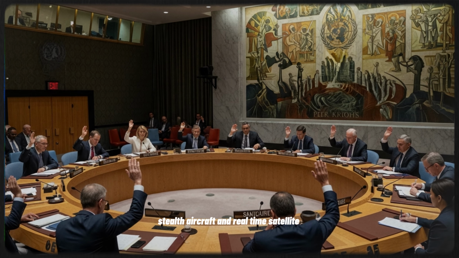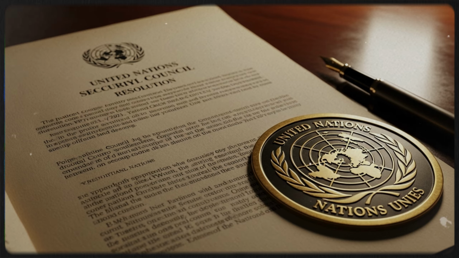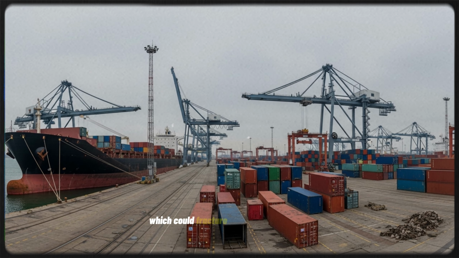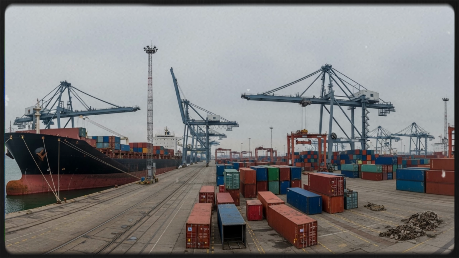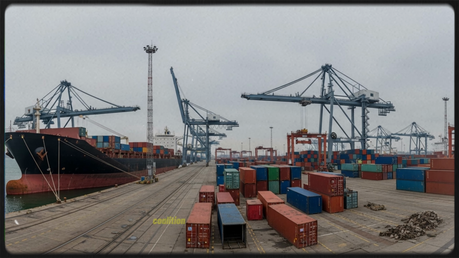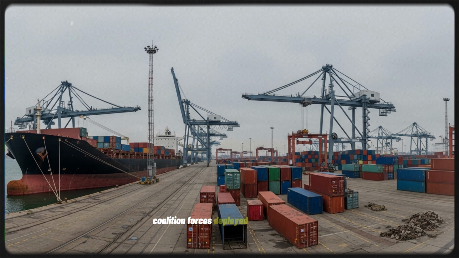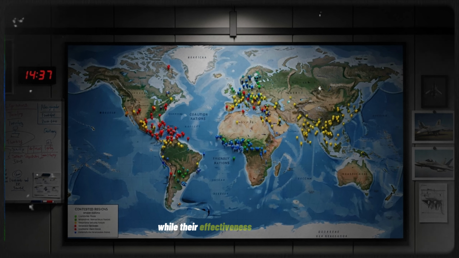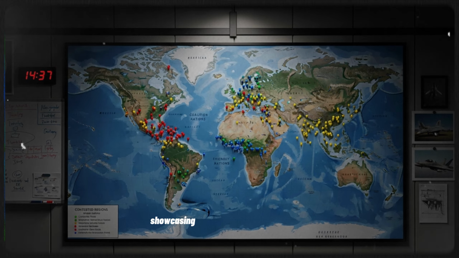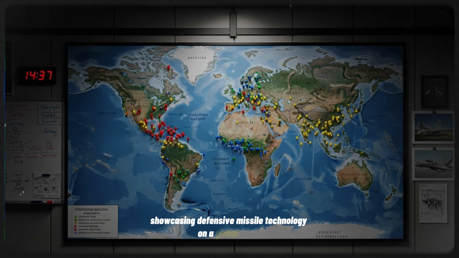In response, Iraq launched Scud missile attacks against Israel and Saudi Arabia. Saddam Hussein hoped to provoke Israel into retaliating, which could fracture the Arab members of the coalition. However, Israel, under pressure from the United States, refrained from military response. Coalition forces deployed Patriot missile defense systems to intercept incoming Scuds. While their effectiveness was debated, their symbolic role was significant, showcasing defensive missile technology on a global stage.